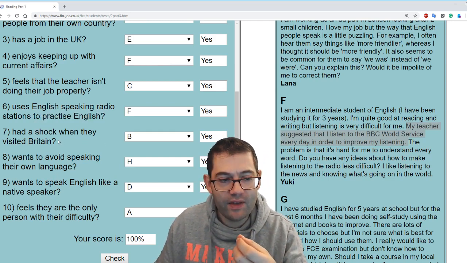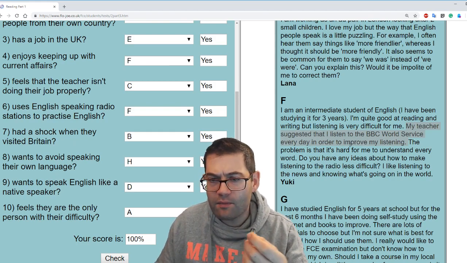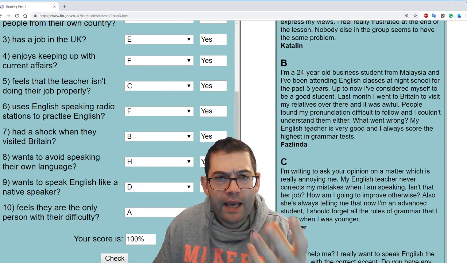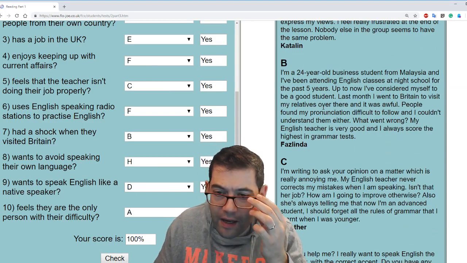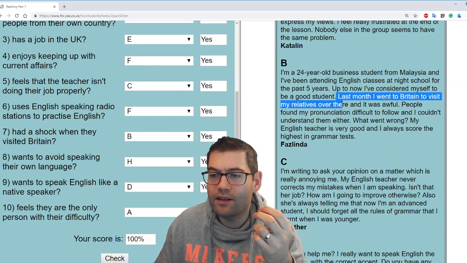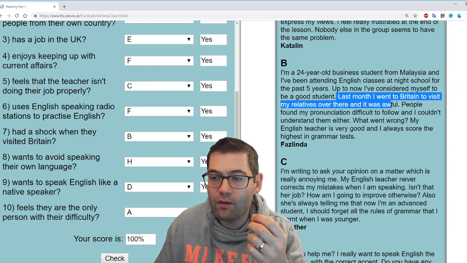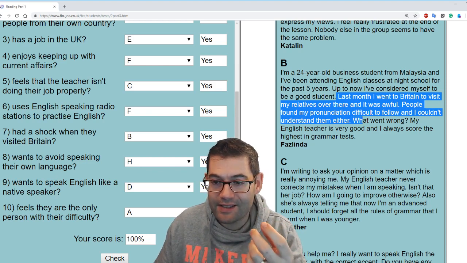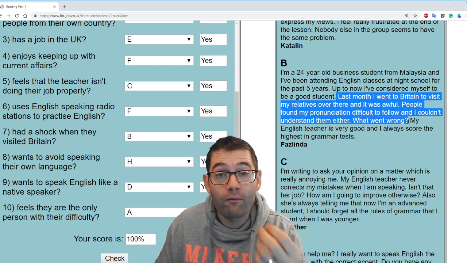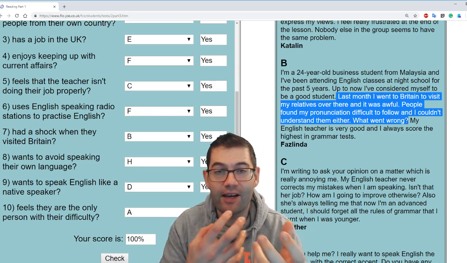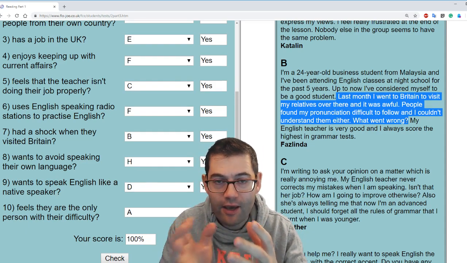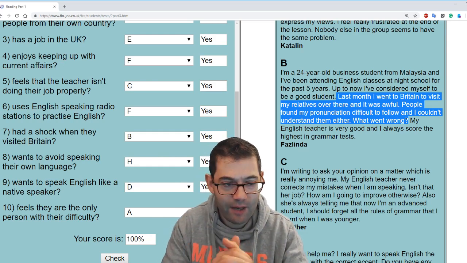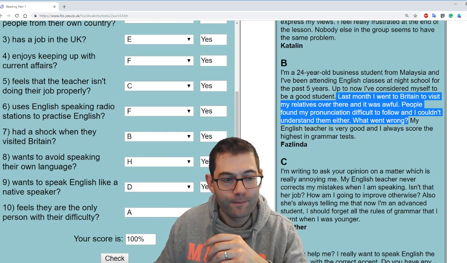Had a shock when they visited Britain. What was this? In B. The answer is in B, so let's see if we can find this. And the shock related to one of the things that we highlighted. That is this. Last month I went to Britain to visit my relatives over there, and it was awful. People found my pronunciation difficult to follow, and I couldn't understand them either. What went wrong? So this shock is this idea of a nasty surprise. And we can see that in the question, what went wrong? So here's the vocabulary link for 7.